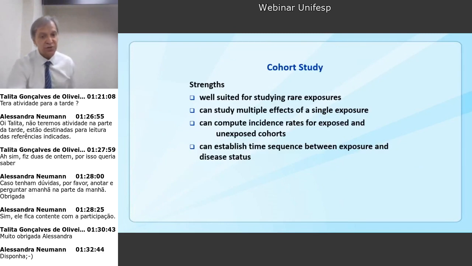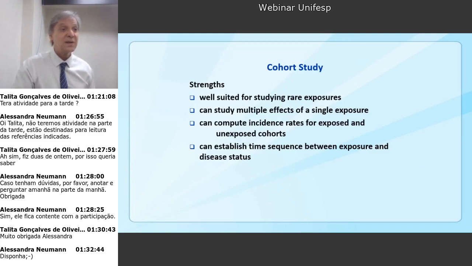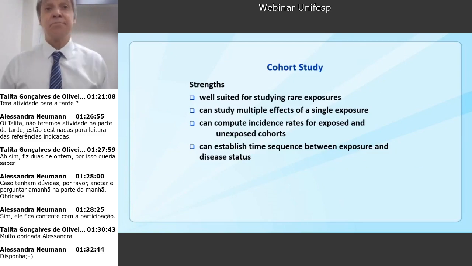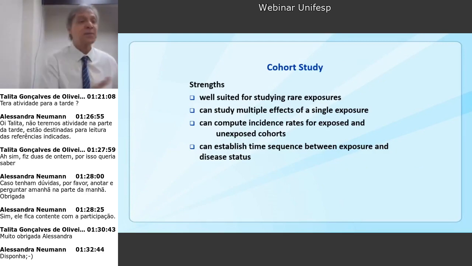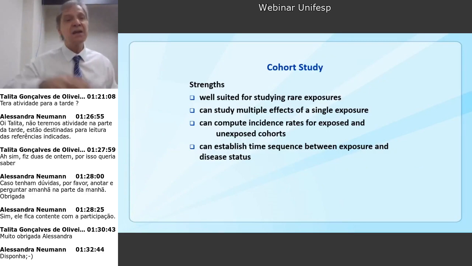Like I said, a cohort is well suited for studying rare disease exposures, and you can study multiple effects of a single exposure because you can follow up any outcome. My interest may be ADL, but people die in that period. I can also study physical activity in that. People develop heart disease they didn't have before; I can study that too. Contrary to a case control, where I start with people who already have the disease, here I can follow up any disease, any outcome that happened in that time period among those in my cohort.